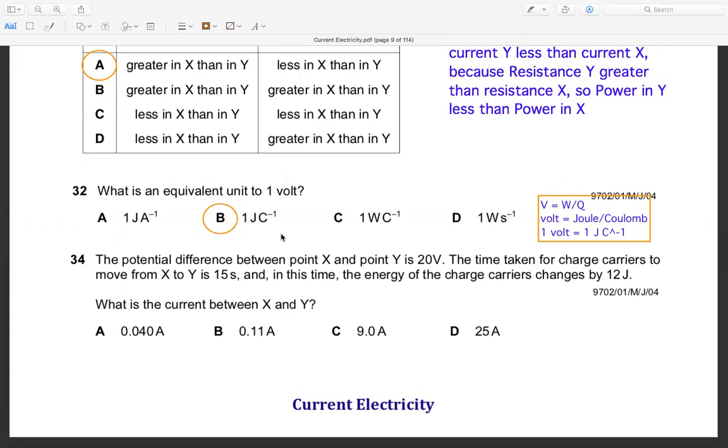What about 34? The potential difference between X and Y is 20 volt. The time taken for charge carriers to move X and Y is 15 seconds. And at this time, the energy of charge carriers is 12 joule. What is the current between X and Y?